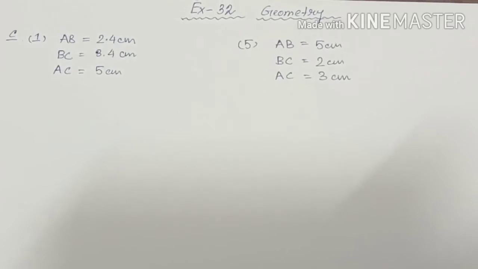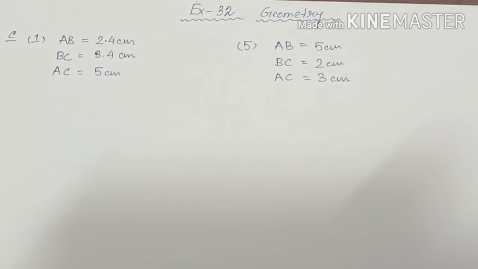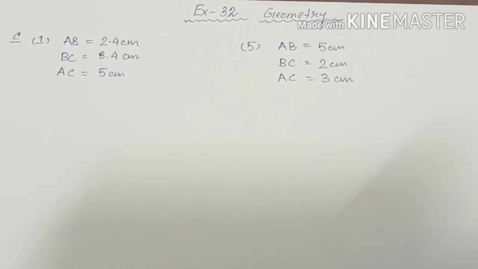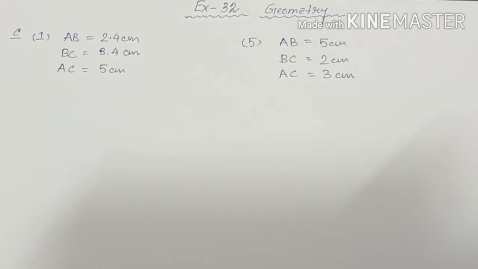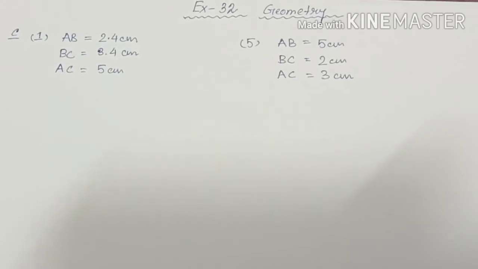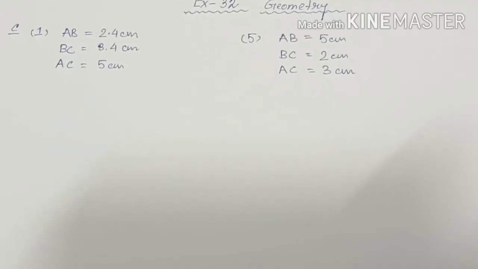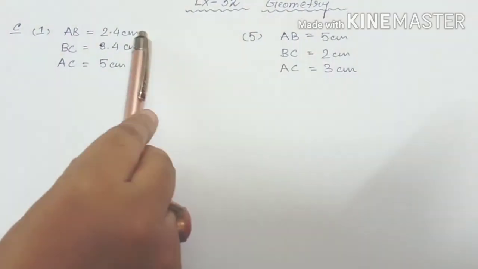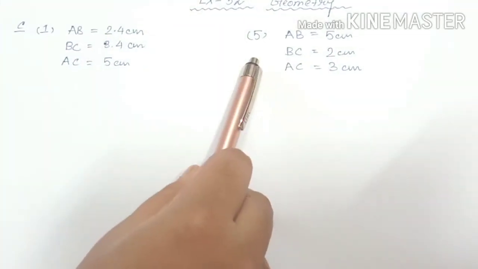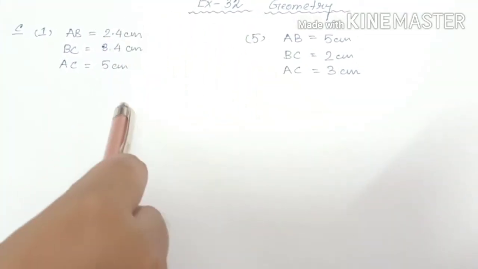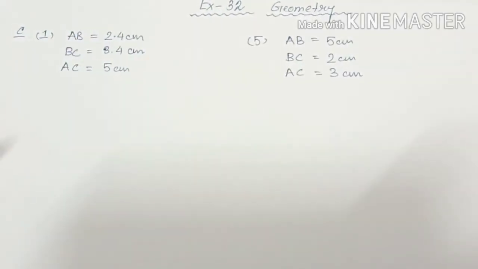So today we are going to start with exercise number 32, sum number C number 1. Here it has been asked whether we can make a triangle by using three different sizes. Now three different sizes have been given. I have taken sum number 1 and sum number 5. So we have to see whether they are capable of making one triangle or not.